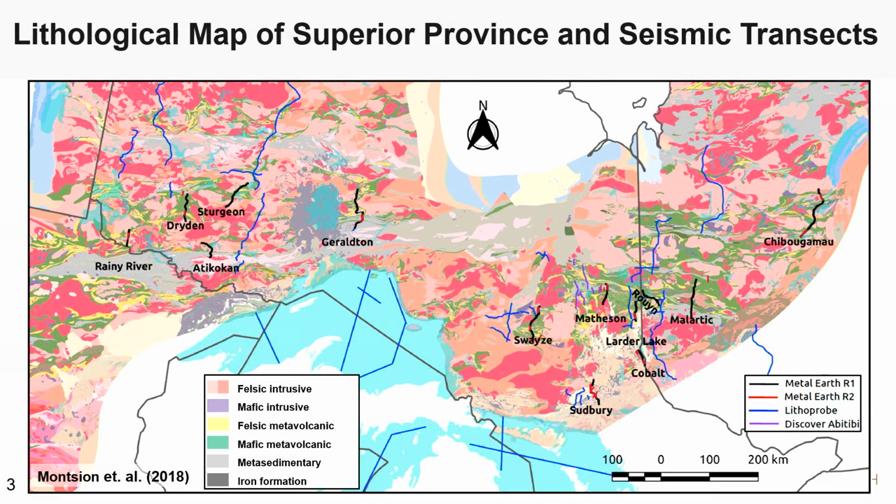Again, going to the overview of where our transects are: from the east, starting from Chibougamau, covering all this Abitibi area, and then we have all the zones of the Wabigoon transects. The black lines you see there are our Metal Earth transects. The blue lines are the Lithoprobe data that were acquired in the 80s and 90s. And there's a little zone here with the Discover Abitibi data, that purple line. So there's lots of seismic, and we try to fill in our seismic within those transects.